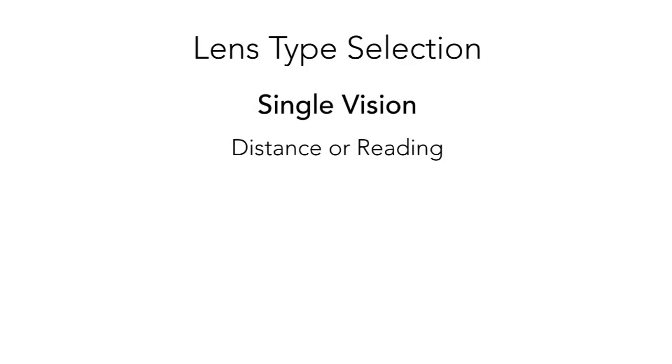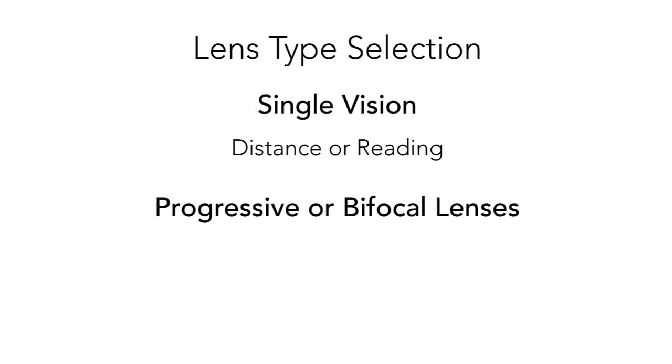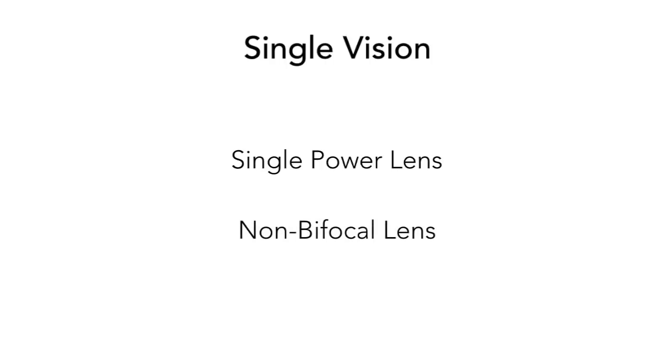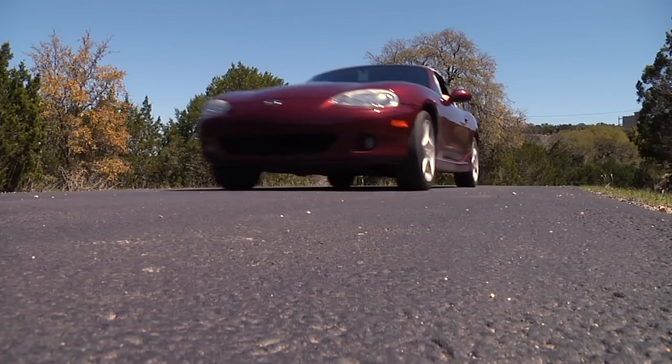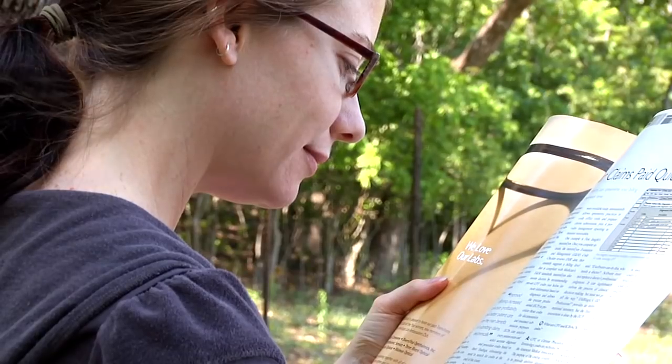Adding lenses to your order is easy. Start by selecting your lens type. Single vision for distance or reading, progressive or bifocal lenses. Single vision is the term used to describe a lens that has a single power. In other words, a non-bifocal lens. These are the lenses that most of us use for driving, everyday vision, reading glasses, or computer use.